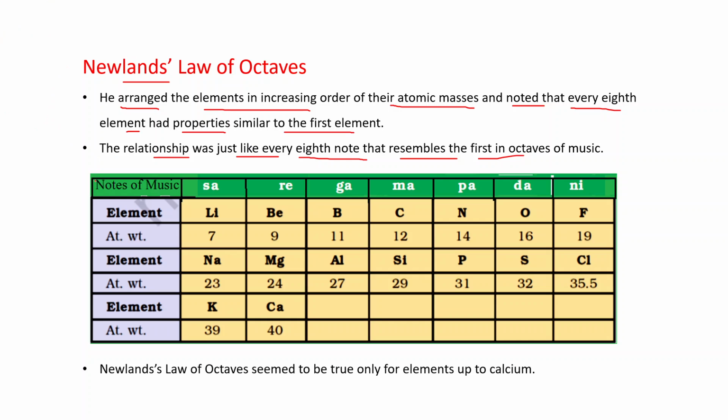In this table, elements are arranged, and in the first row, you can see these are the notes of music: sa, re, ga, ma, pa, da, ni. These are the 7 notes. Again, the 8th one, sa. In the same way, this is lithium, and the 8th element from lithium is sodium. Properties of lithium and sodium are the same. Is it clear? This is the law of octaves. But Newlands' law of octaves seems to be true only for elements up to calcium. After calcium, it is not applicable.